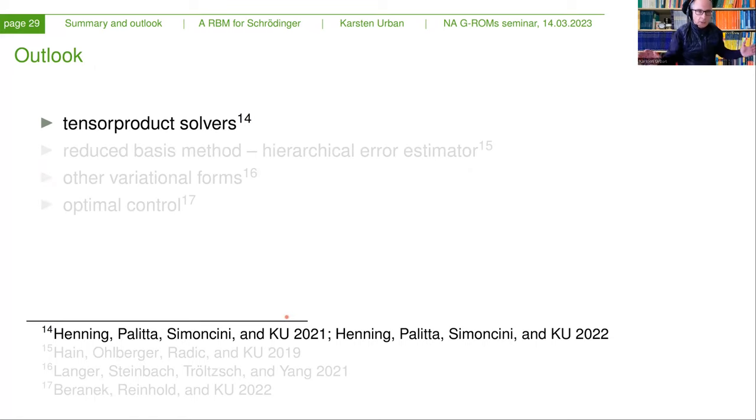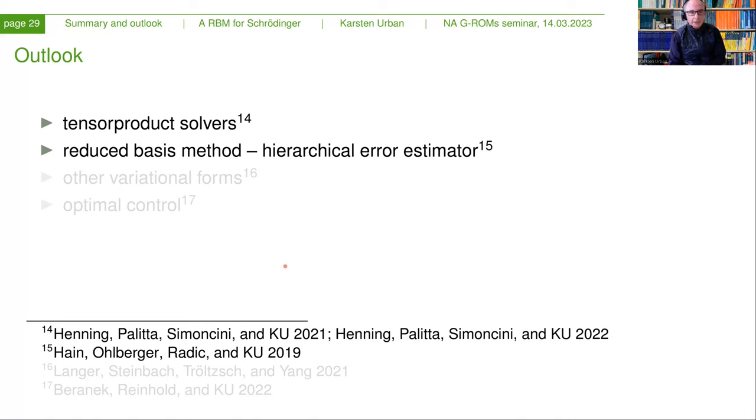And of course, there's lots to be done. So I said at the beginning, the better title would have been some preparations for a reduced basis method for Schrödinger. In fact, the solvers here for this multi-term tensor product stiffness matrix, there are first approaches for transport, heat, and wave equation in those papers, but not for the Schrödinger yet. That is something that needs to be done.